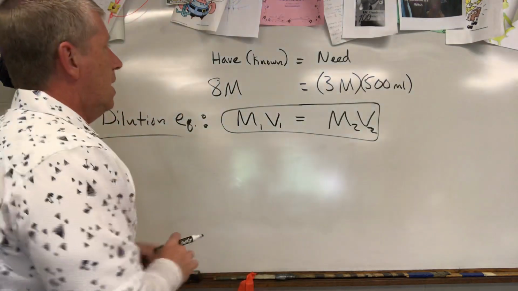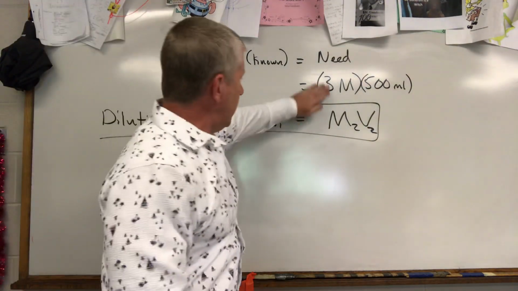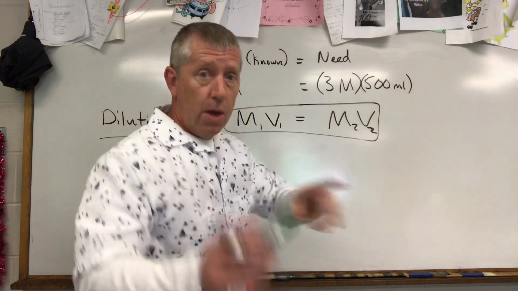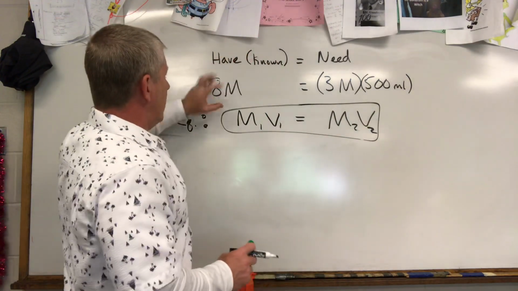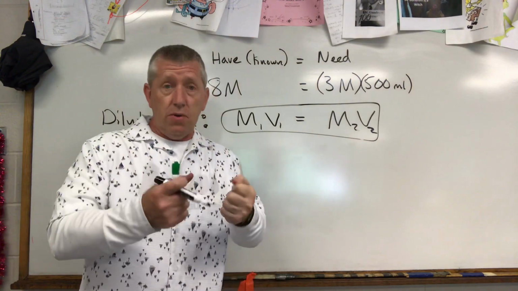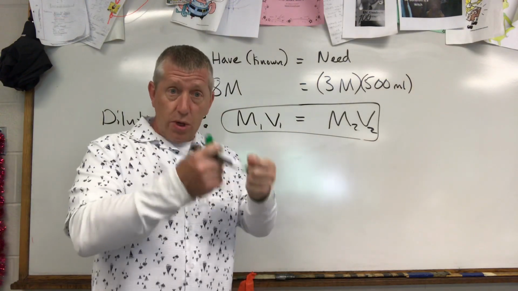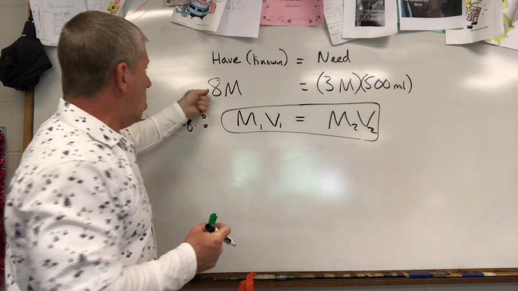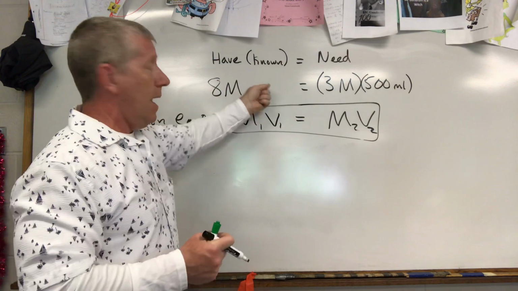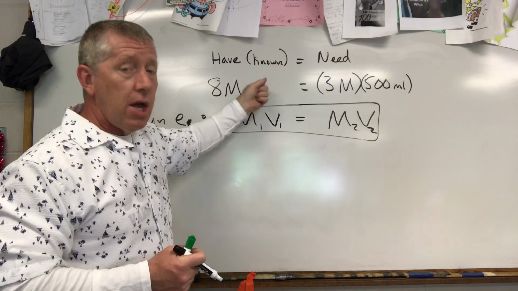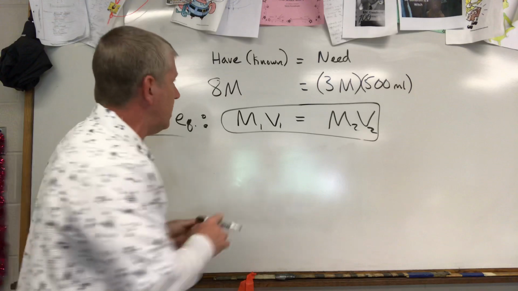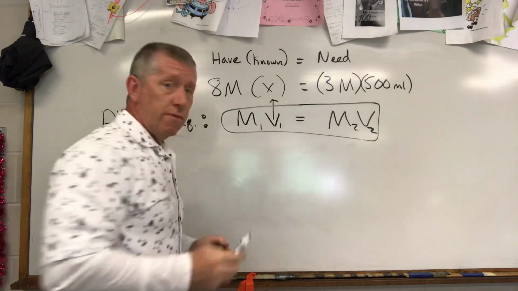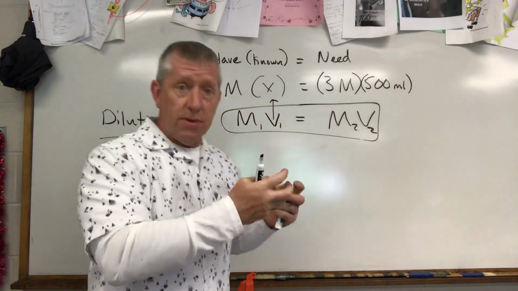V is for volume. Okay, so what I need is a 3 molar solution, and I need 500 milliliters of it. That's my volume. So what I do is I go to this side. What I know I have is sometimes called your stock solution. What you have in stock and what you're going to use to dilute and make the desired solution. So I have an 8 molar of the stock solution. How much of it am I going to need? That's what you're going to calculate. You're going to calculate the unknown volume of the stock standard concentrated solution.